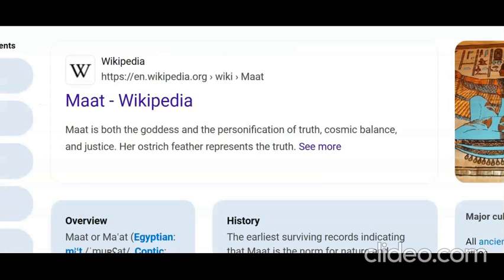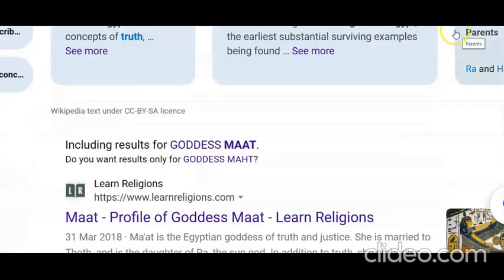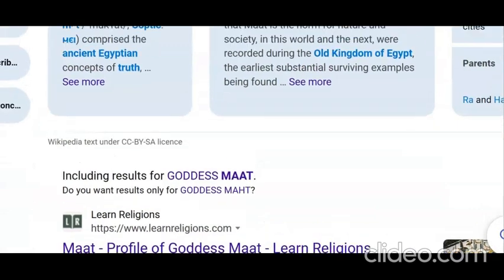hematology, because hematology is the study of the blood. And then you have the Mart, and this is the goddess thing, right? Which is the Egyptian goddess.